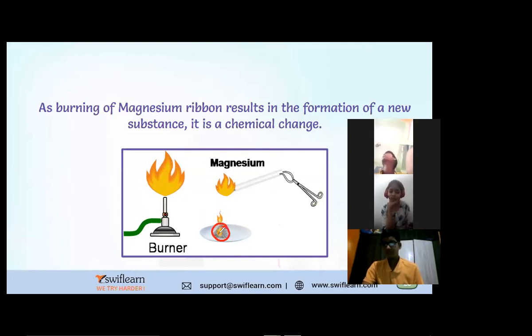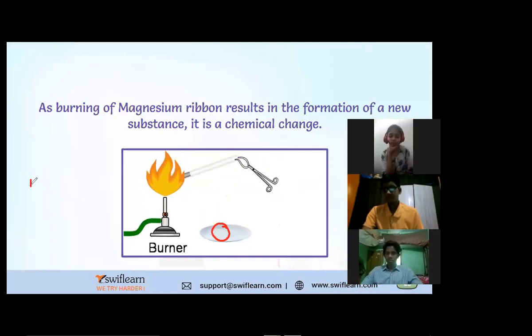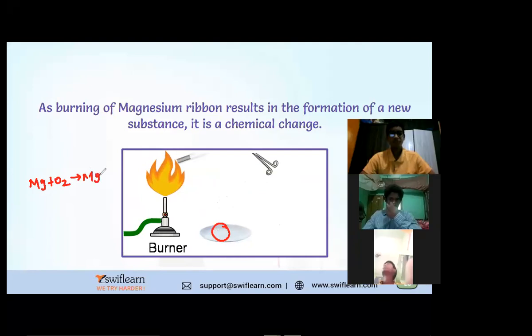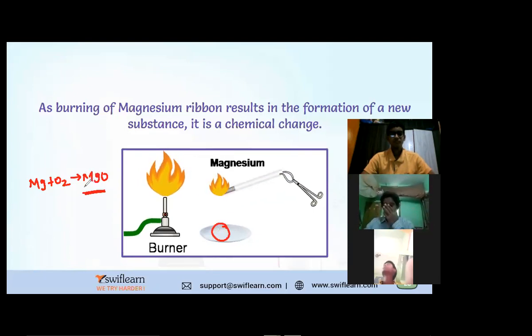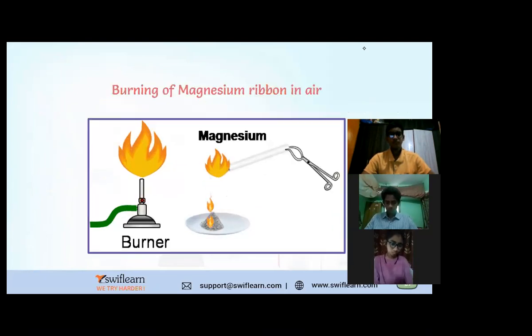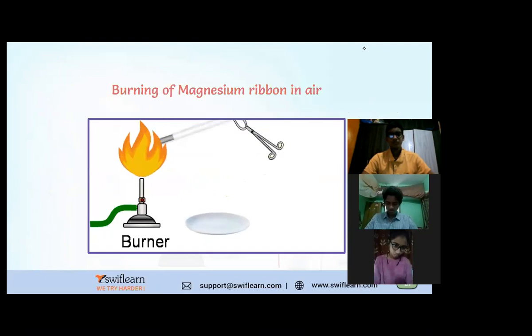So what is the name of that ash? We are burning magnesium in the presence of oxygen, so we'll get magnesium oxide here. This is the new substance. We will not get magnesium again from this magnesium oxide. That's why we consider this a chemical change. And the properties of the new substance are completely different from magnesium.